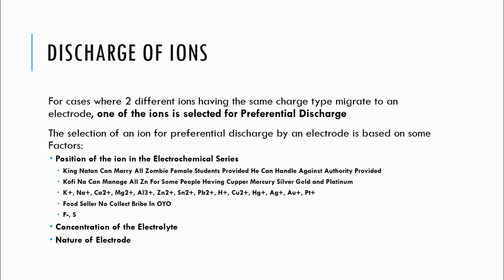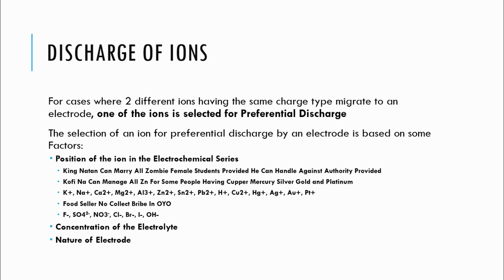Then for the anions: F minus, SO4 2 minus, NO3 minus, Cl minus, Br minus, I minus, then OH minus. So this is the electrochemical series, this is what we are going to be using.